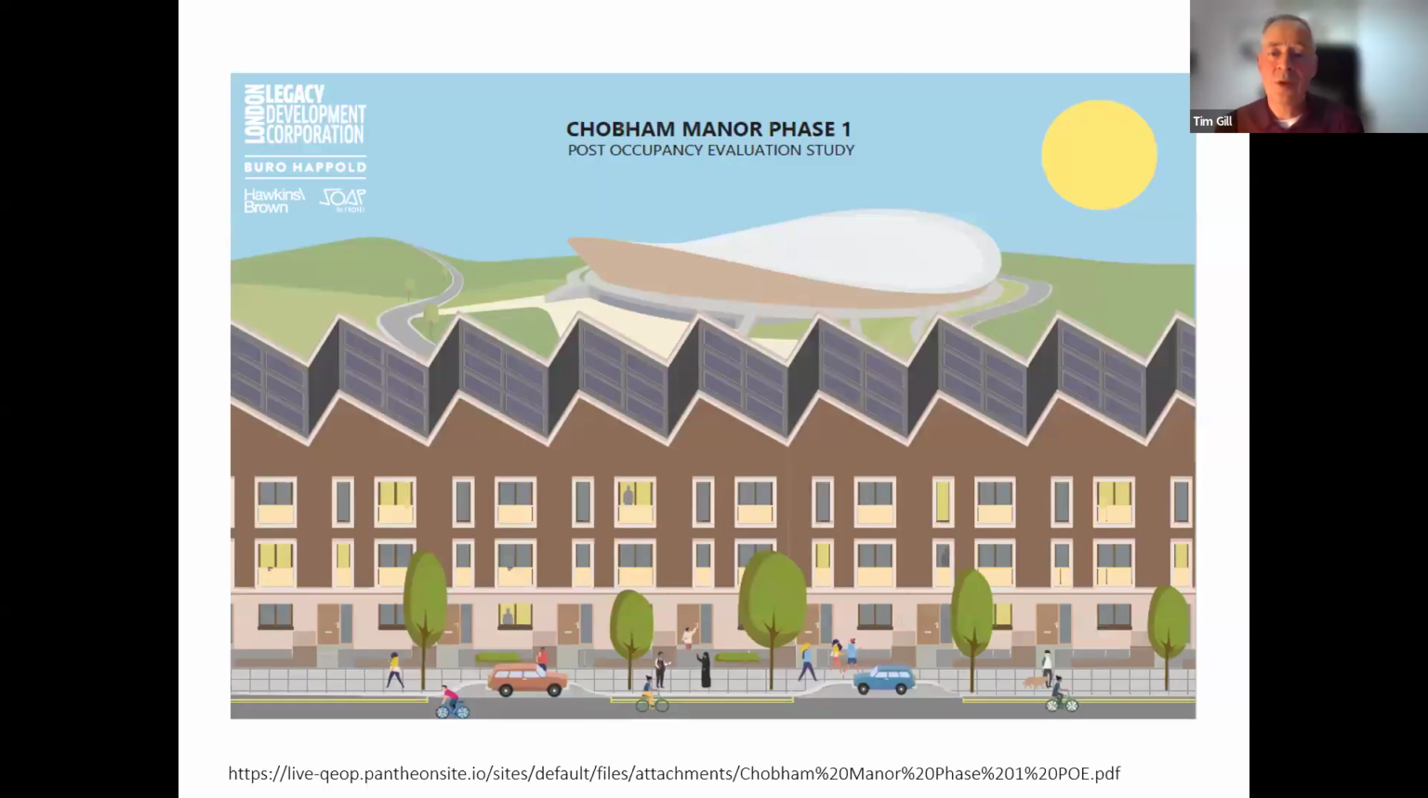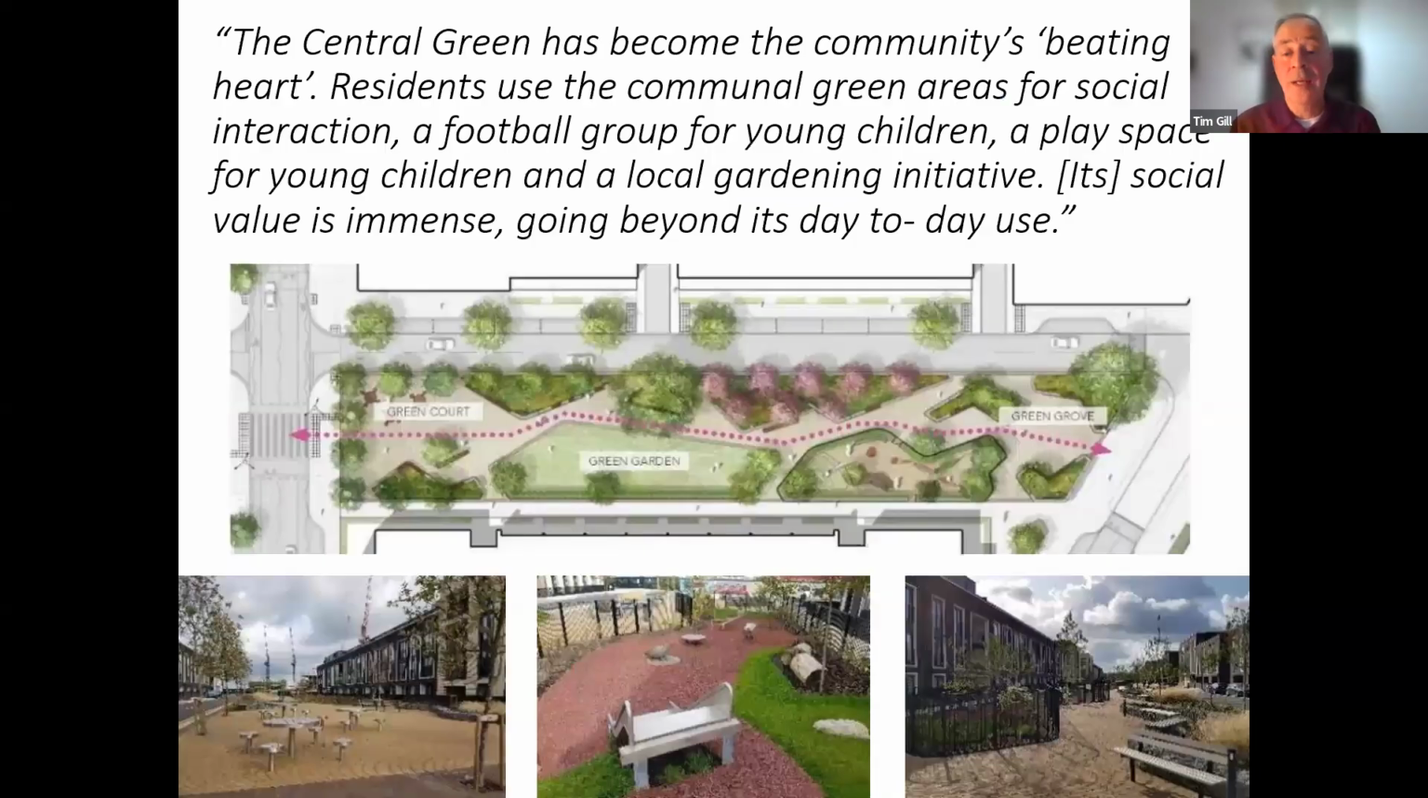And one of the nice things about Chobham Manor is that there's a detailed post-occupancy study. So the planners and researchers went back to this part of the new district and carried out detailed interviews with residents about their views on a whole range of topics in order to shape later stages of the Olympic regeneration program. And one of the strongest findings from that post-occupancy evaluation was the importance and the value of that green space that I talked about, the central green.